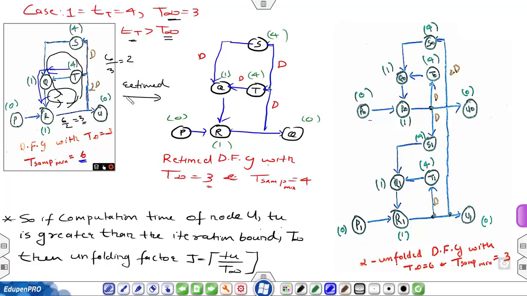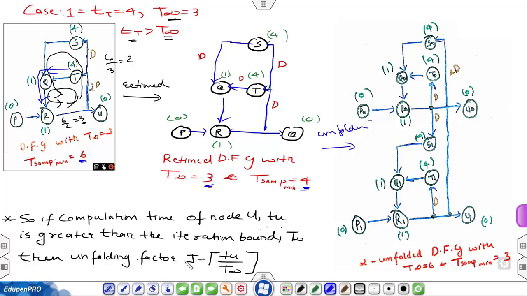Okay, so if you perform retiming on this circuit, this is the retimed DFG. Retiming does not change the iteration bound, so the iteration bound will be 3. Now T sample will be 4. No matter how much you make the nodes independent, still T sample minimum will be 4 because the computation time of this node T is 4. So to further increase the sampling rate, we have to perform unfolding.